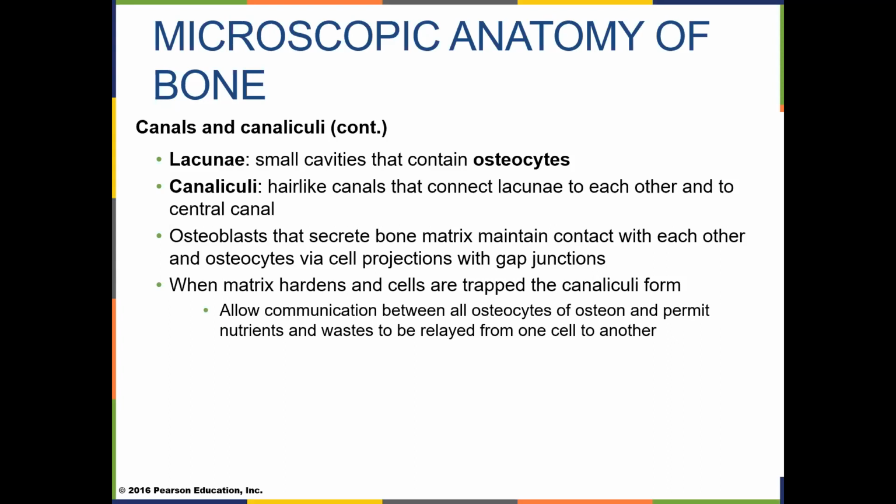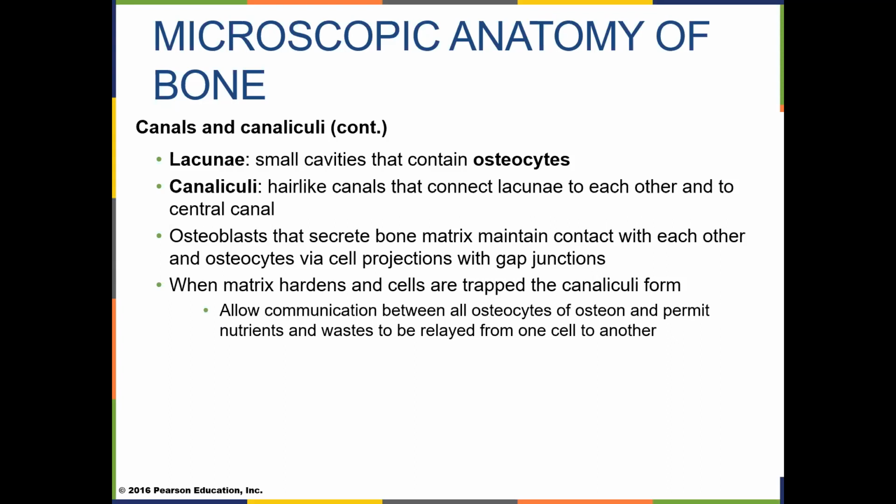And when the bone matrix forms and hardens, these canals stay open, and then the extensions of the membranes of the osteocytes come together with gap junctions. Remember, gap junctions are exactly what they are. There are gaps in the membrane that allow the passage of information, nutrients, ions, and stuff like that across the membrane very easily.